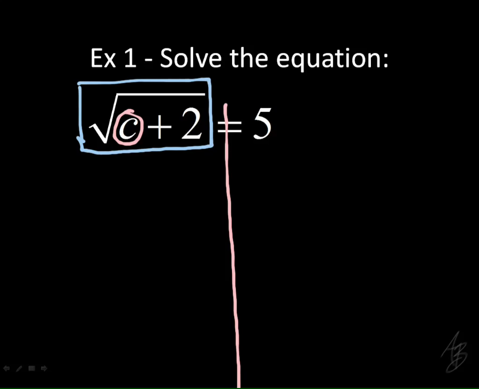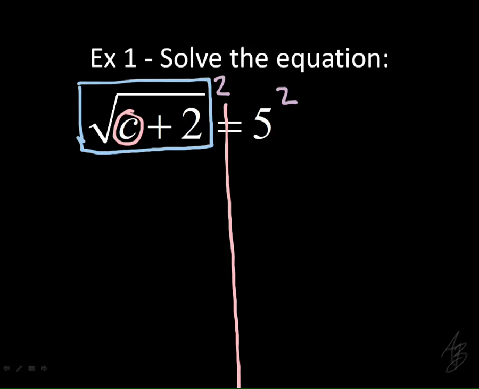So what's the second step? Square both sides. Square both sides to get rid of the square root, right? So let's do that. Let's square both sides. I'm going to square this side here, and I'm going to square this side here. So we're using the exponent of 2 here to get rid of the square root.